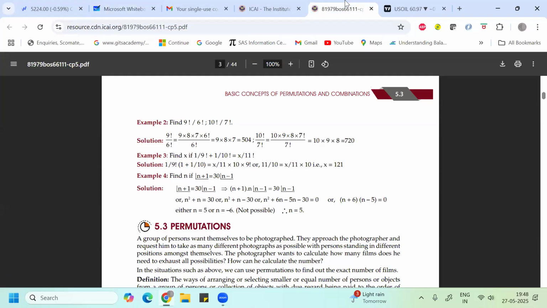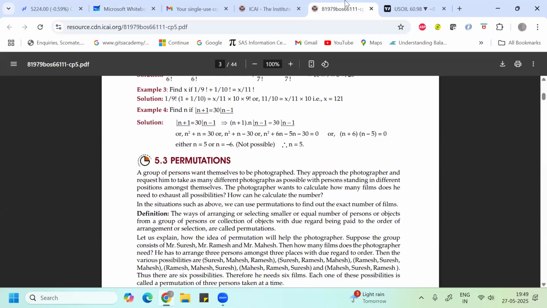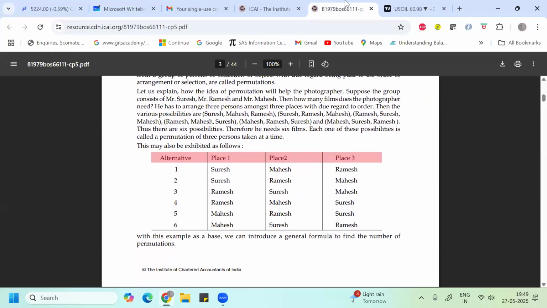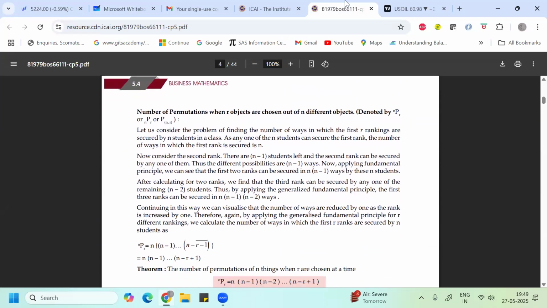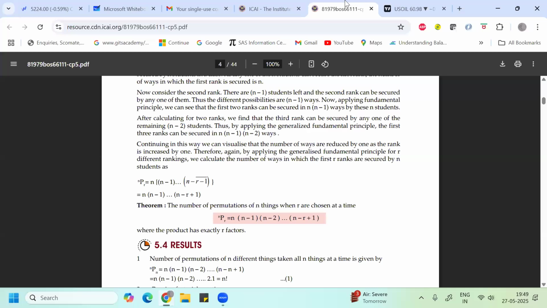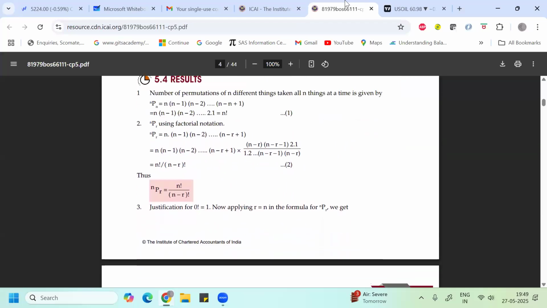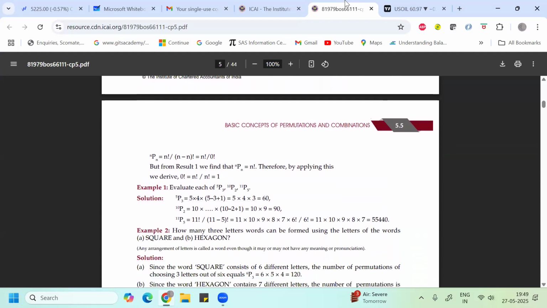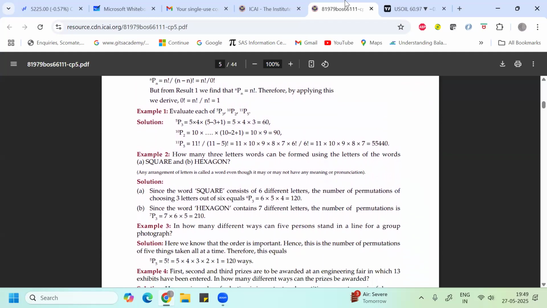Permutation I already explained theoretically, and the same thing is given here. Permutation is all about random selection followed by random arrangement. That is what we call permutation. This is the formula of permutation: nPr is equal to n factorial by (n minus r) factorial. You try to solve this.